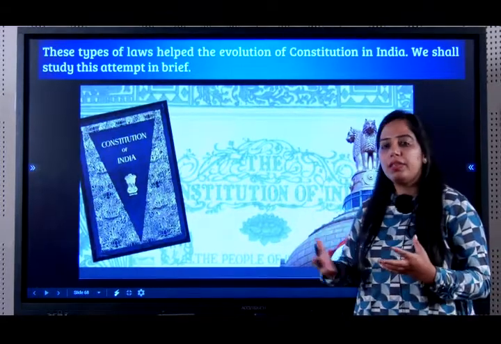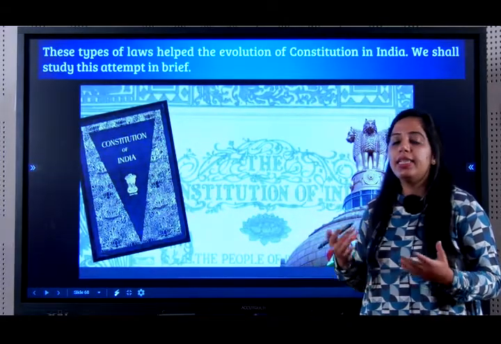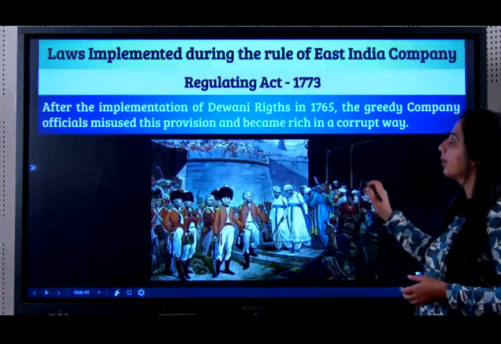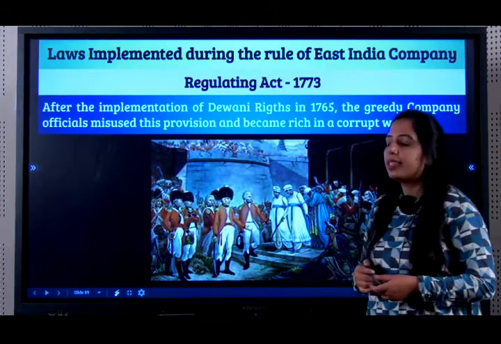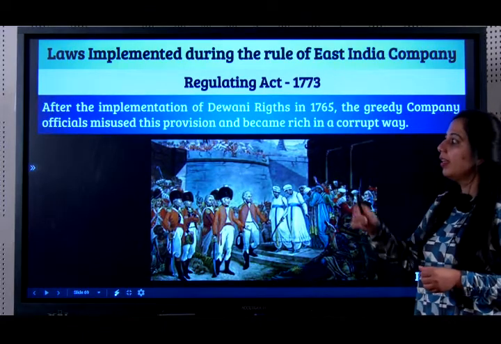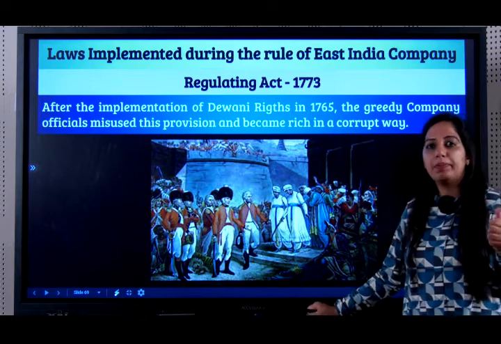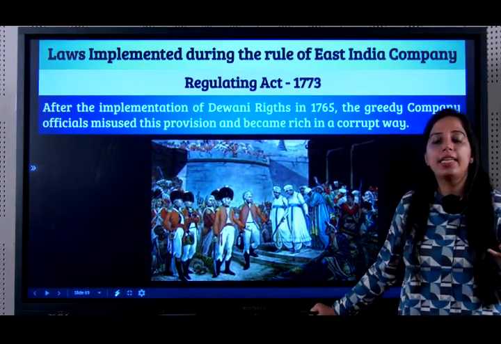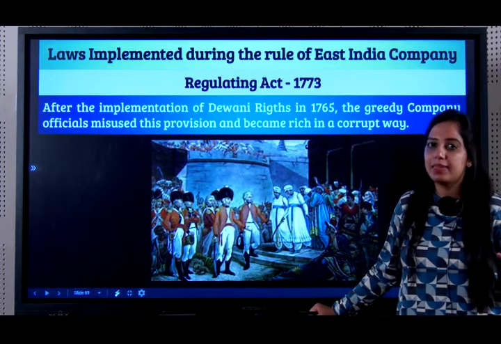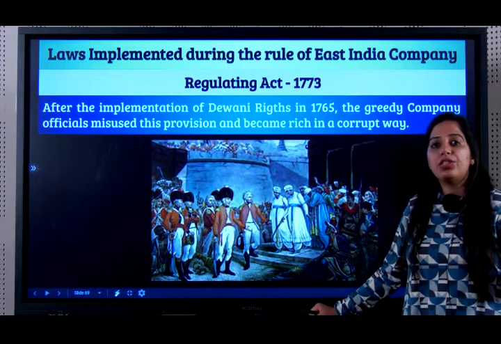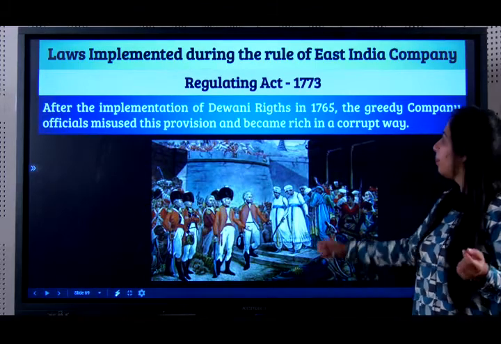So all of these laws that were there, it helped the British to administer the country. The first one is the Regulating Act of 1773. So Dewani Rights were implemented. Students, what was Dewani Rights? Dewani right is the right to collect land tax. So these rights were given to the British in the regions of Bengal.